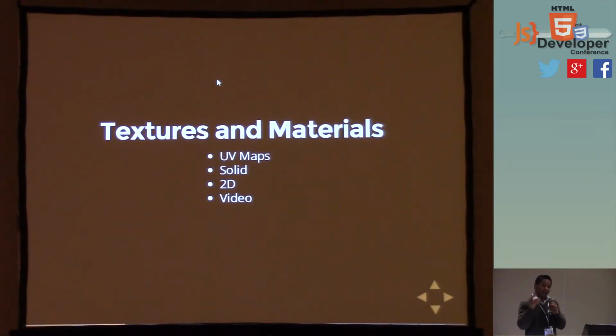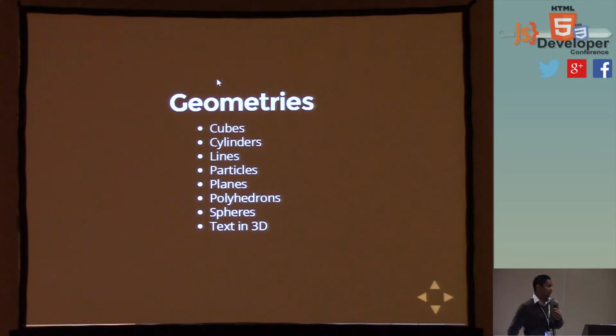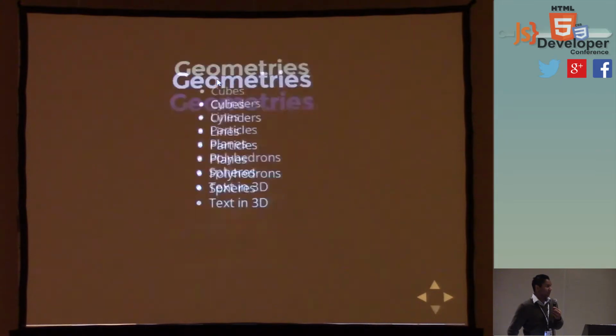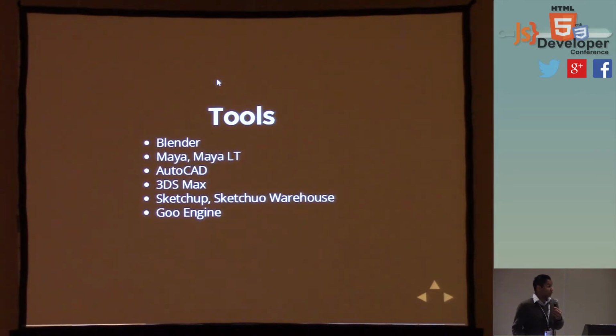Every 3D object is composed of vertices, and these vertices need to have something to wrap around them. So your textures are basically PNG or JPEG images that you can stretch around your 3D model. These textures can also be video. They don't just have to be a visual kind of object. Some of the things you could put into a 3D model are cubes, cylinders, lines, what you see from geometry.